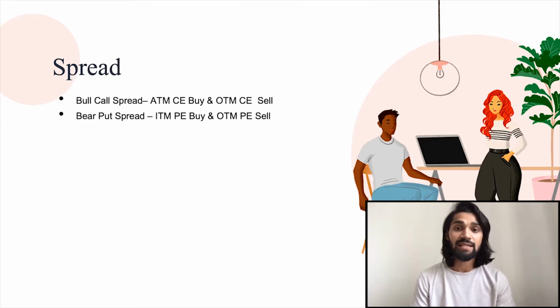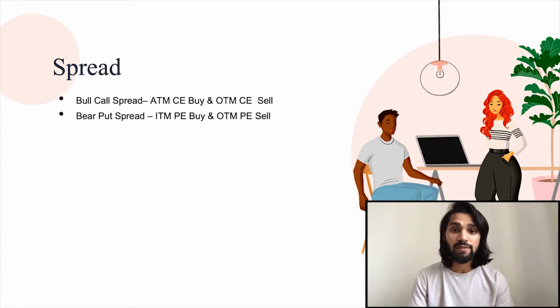The first strategy in spread is the bull call spread. You use this strategy when you know the stock price is going to be positive, but not very positive. Suppose you are expecting a move of maybe say 1% or maybe 2%. So in that scenario, your profit would be less. So to increase your profit, you use this strategy.